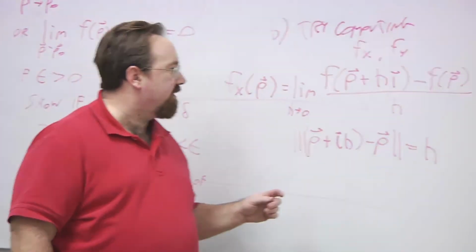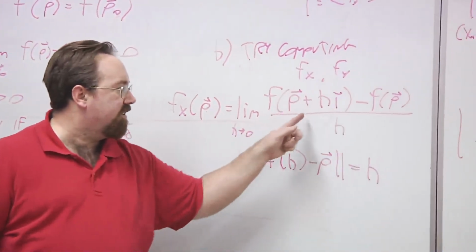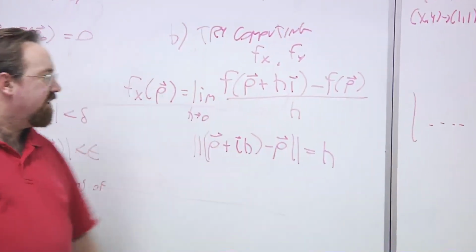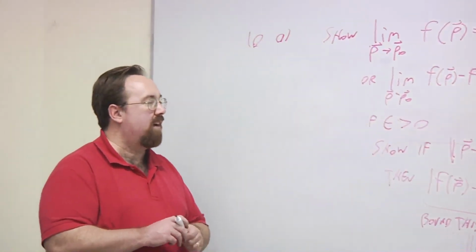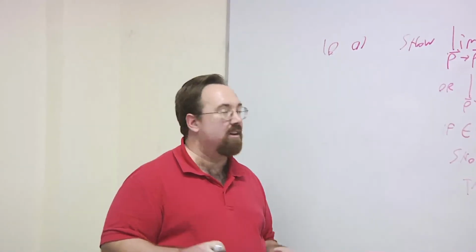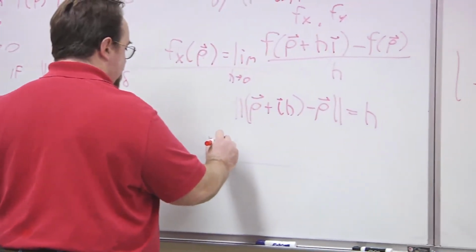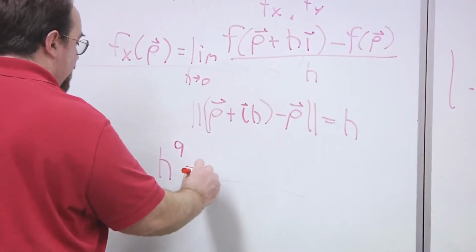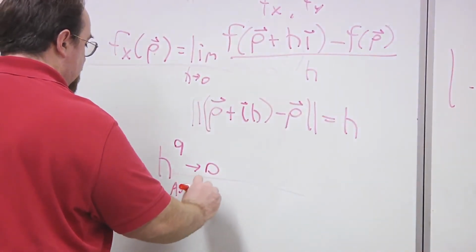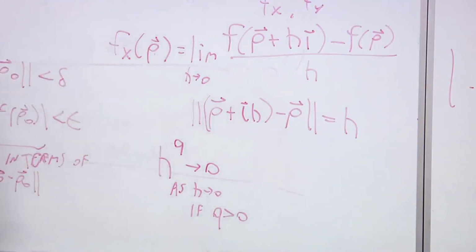Once you try applying the definition of limit to this, and that means trying to bound this in terms of this distance, which is h, then when you look at the information given in the problem, you'll hopefully be able to see why this works out. If you have h to some power q, that goes to 0 as h goes to 0, as long as q itself is positive. So that's all it takes for that to work out.